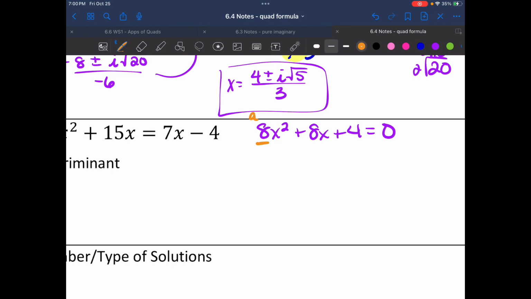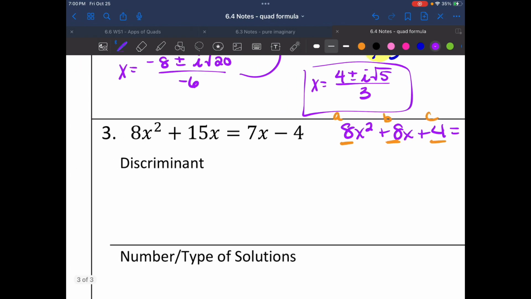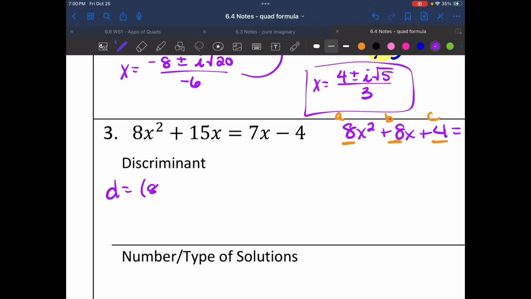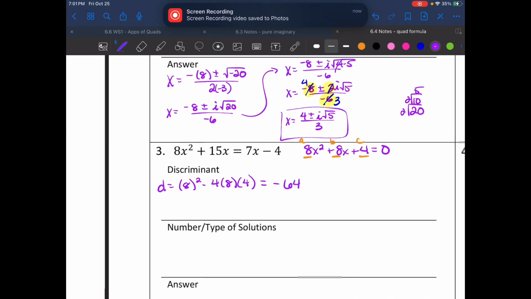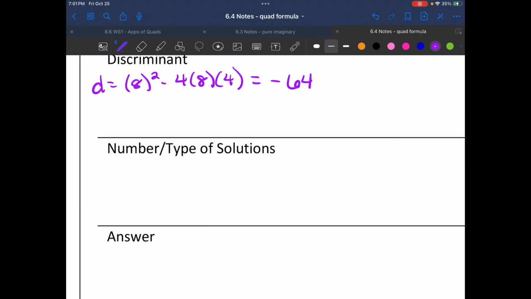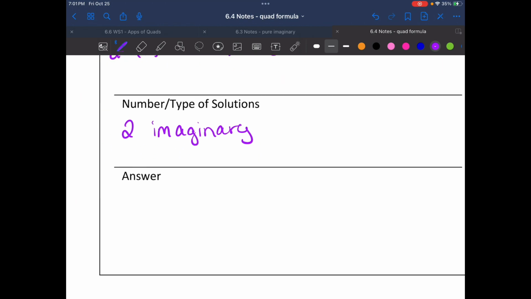Identify your A, B, and C. A, B, C. B squared minus 4AC. I'm not intentionally trying to get negative 64 more than once, but here we are. Negative, so two imaginaries.